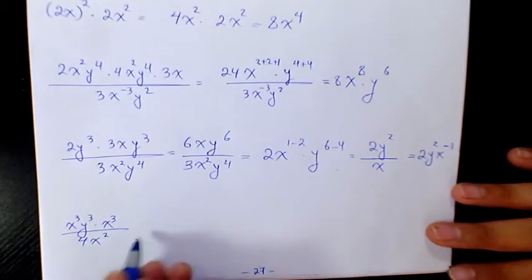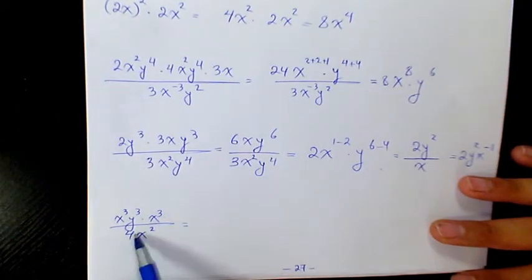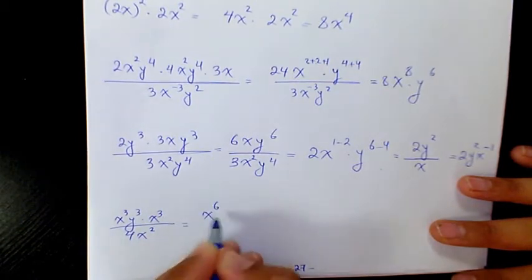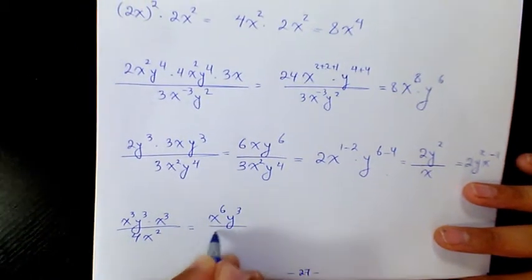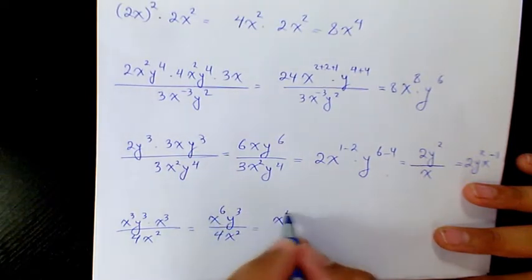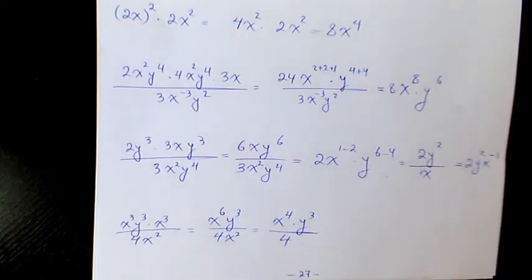Next one. x cubed y cubed times x cubed divided by 4x squared. x cubed times x cubed is going to be x to the power of 6. y to the power of 3 divided by 4x squared. So it's going to be 6 minus 2, 4. y cubed divided by 4.